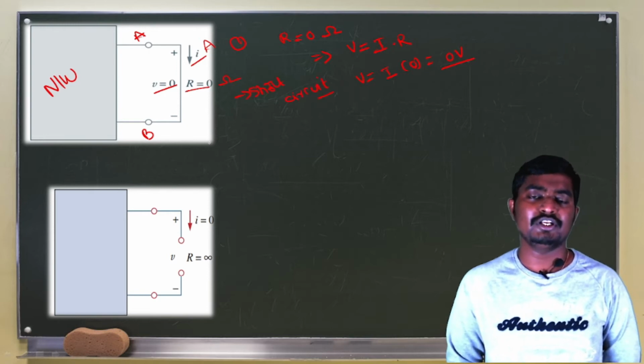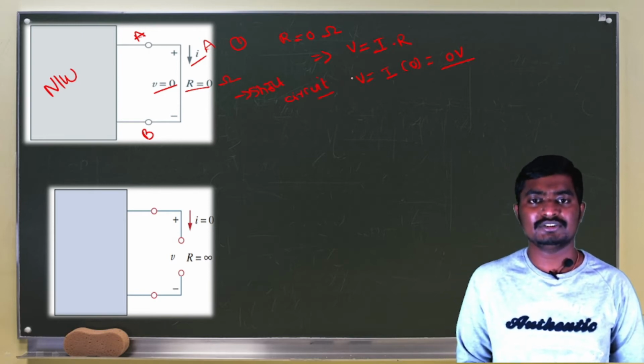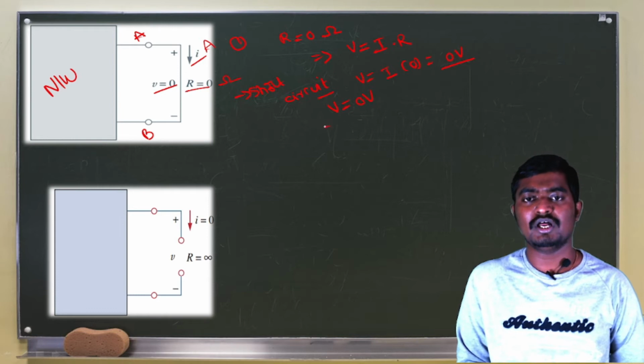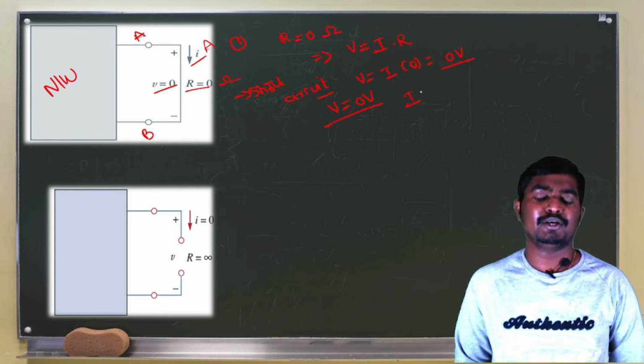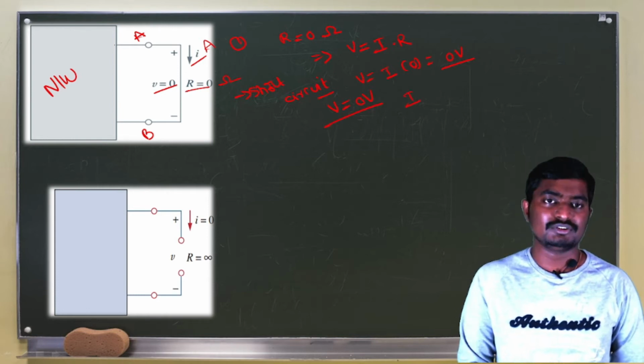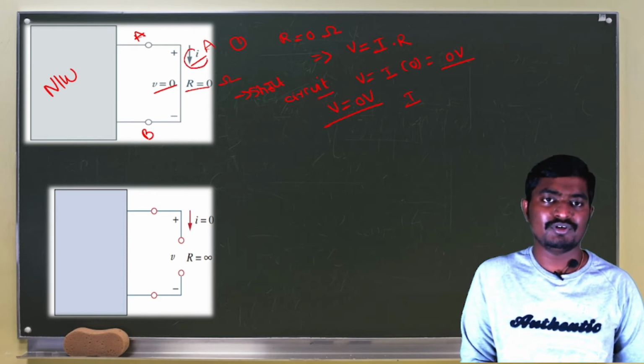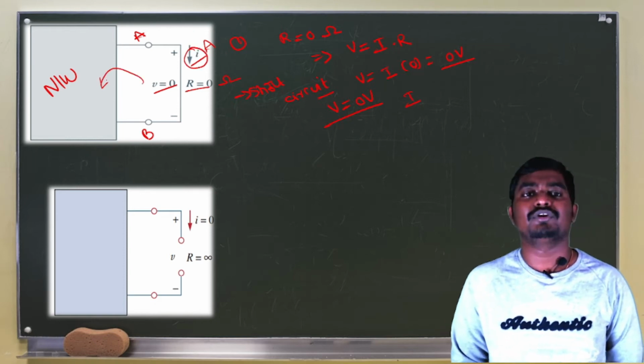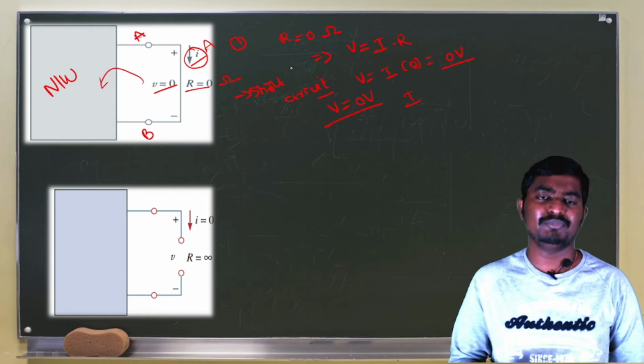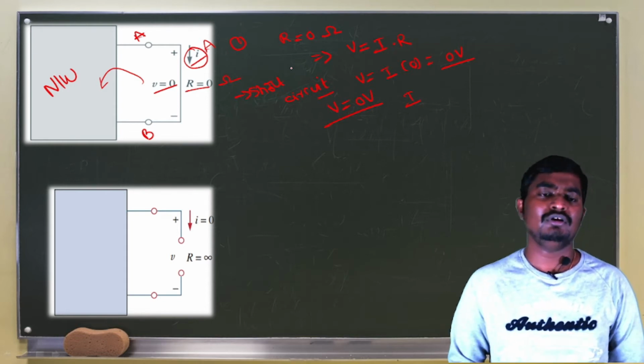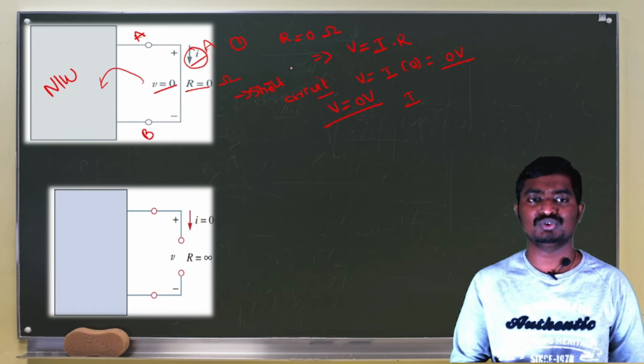For a short circuit element, the voltage across it is V equal to 0 volts, and the current flowing through it depends on the network. The value of I in this network depends upon the network. It may be any value. It may be 5 amperes, it may be 10 amperes, it may be 20 amperes. It depends upon the network elements and the sources.